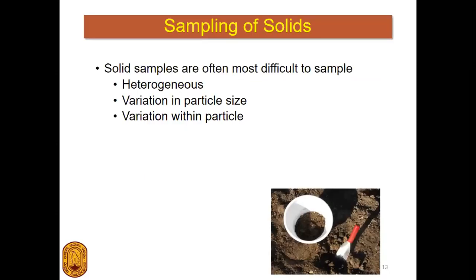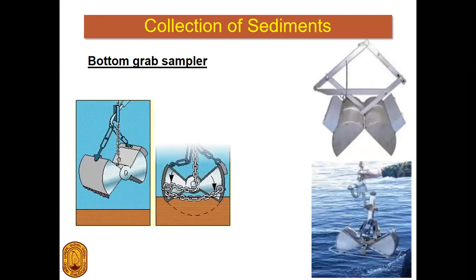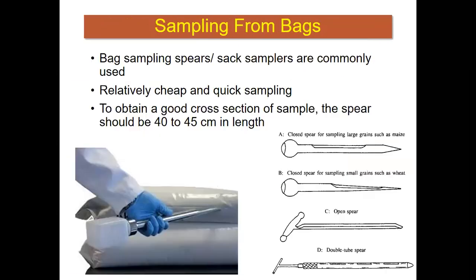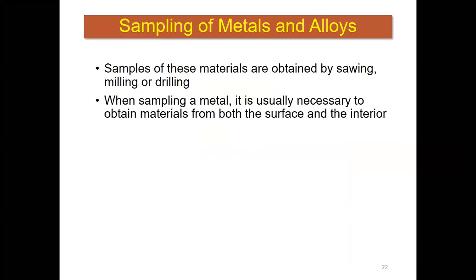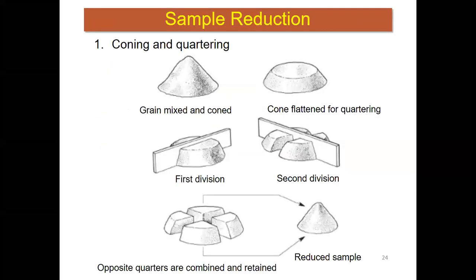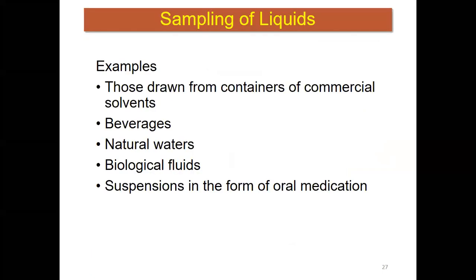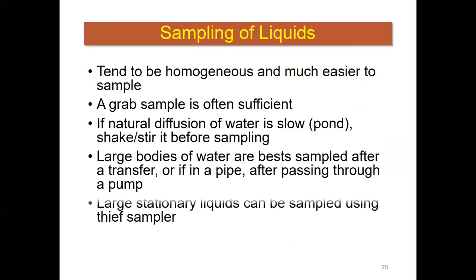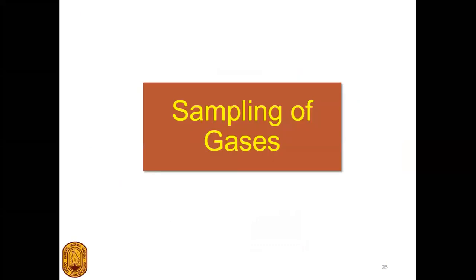So solid sampling, and the available methods and available instruments for solid sampling. And also how to do the sampling from powders, metals and biological samples. And also we discussed the methods for how we can reduce the sample size. And sampling of liquids was also discussed last week, the available techniques for liquid sampling. And we stopped here, at the sampling of gases.